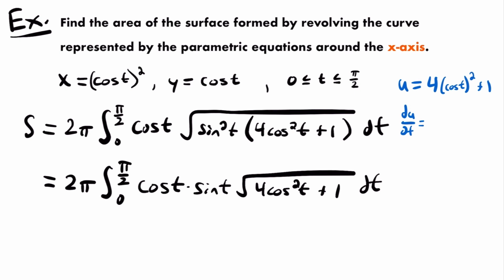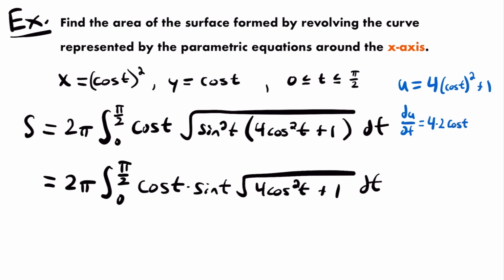And so if we use the chain rule here, the derivative of the outside function will give us 4 times 2 times cosine t, right? We multiply the exponent down. So we have 4 times 2, and then you subtract 1 from the exponent. So you just have cosine t to the first power, which is cosine t.